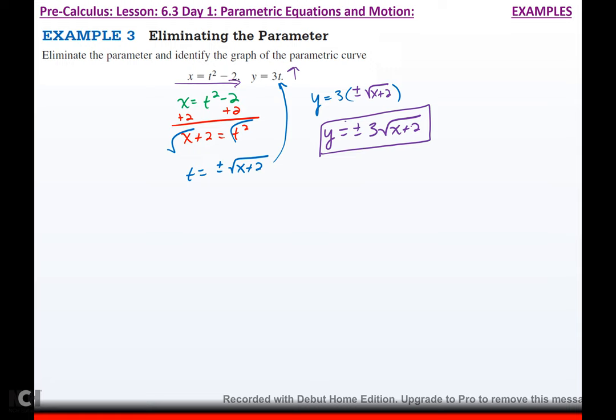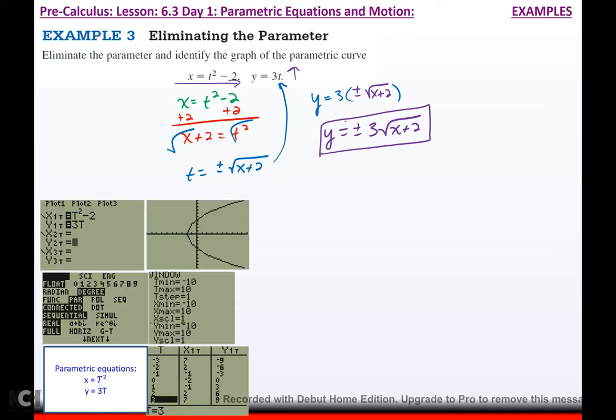So, again, just to show, if I went to parametric mode and I put this one in degrees and I typed in my x equation, my y equation, and I went from negative 10 to 10 all the way around time x and y, and I get this sideways parabola.